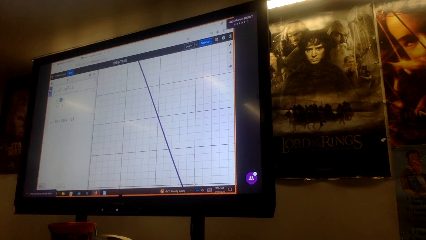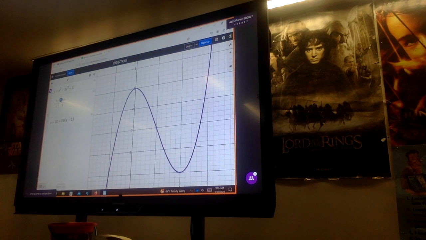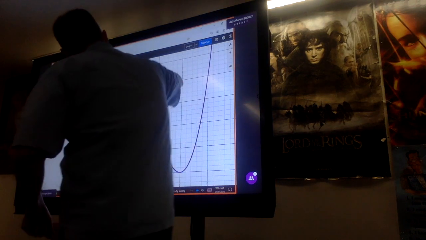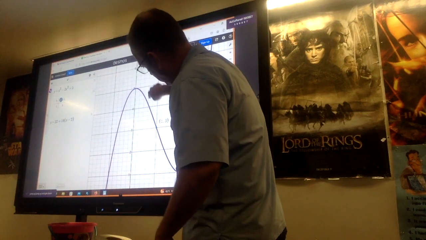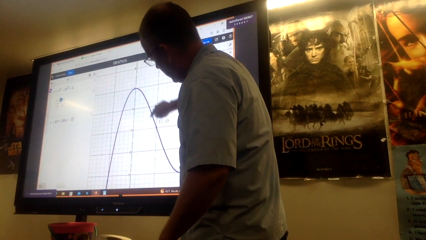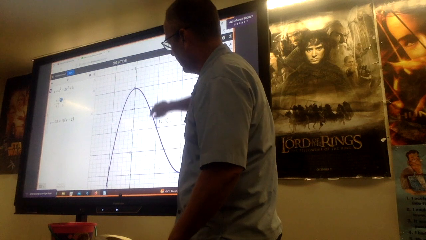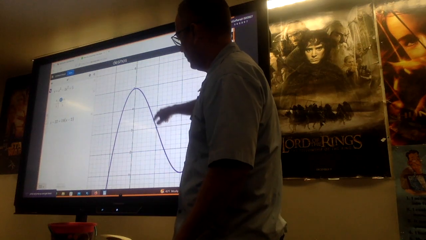Now, I can change this. This is what the whole graph looks like. This is the point that we got because we plugged our original function into it. So there is a line with a negative slope that comes through and just kisses this right at this point. Now, it's going to have to cross it a second time because it changes direction.